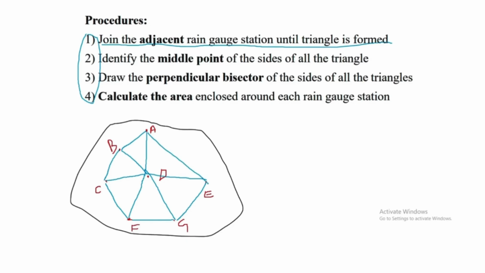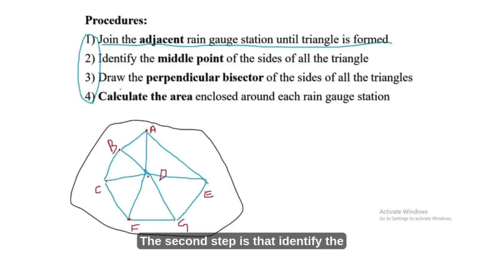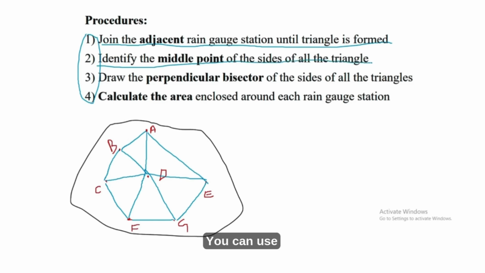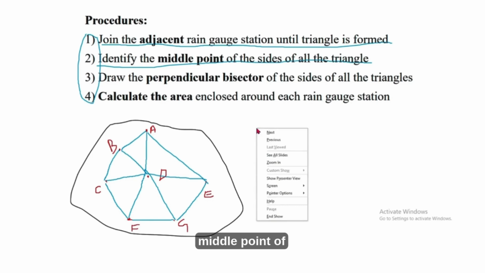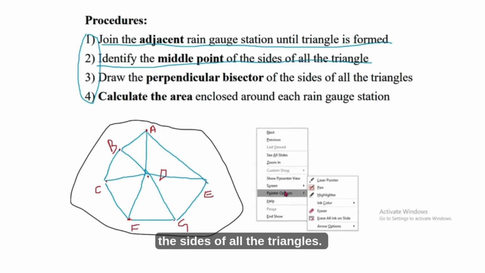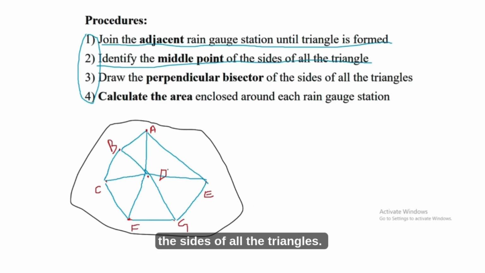Now, triangles are formed. The second step is to identify the middle point of the sides of all the triangles. You can use a scale to find the middle point of the sides of all the triangles. So this is the middle point. These are all middle points of the sides of all the triangles.